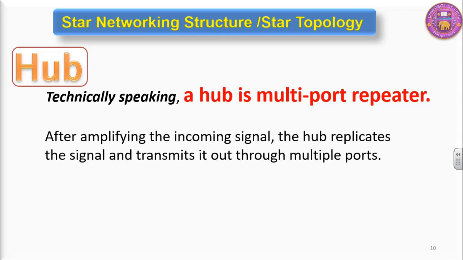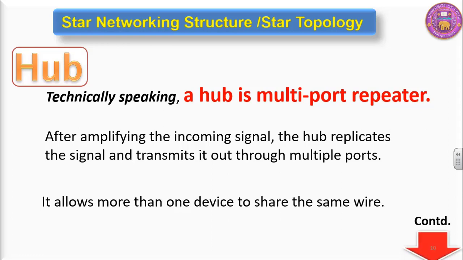When a signal comes to the hub, it amplifies the incoming signal, and after amplifying the incoming signal, the hub replicates the signal and transmits it out through multiple ports. The simple meaning is, when a particular message comes to the hub, it will re-strengthen that message and send it out to all the connected devices. It allows more than one device to share the same wire.